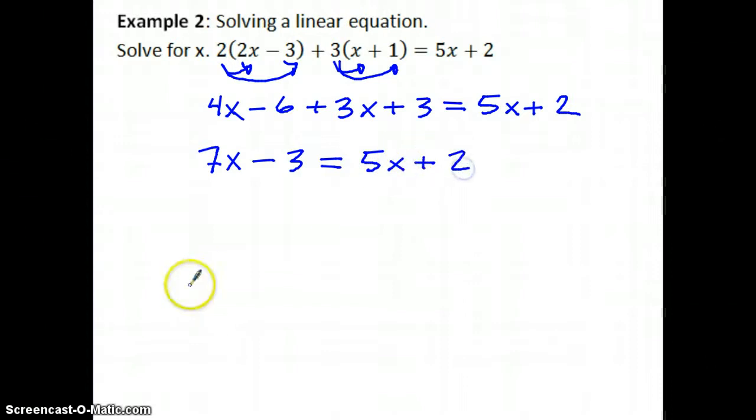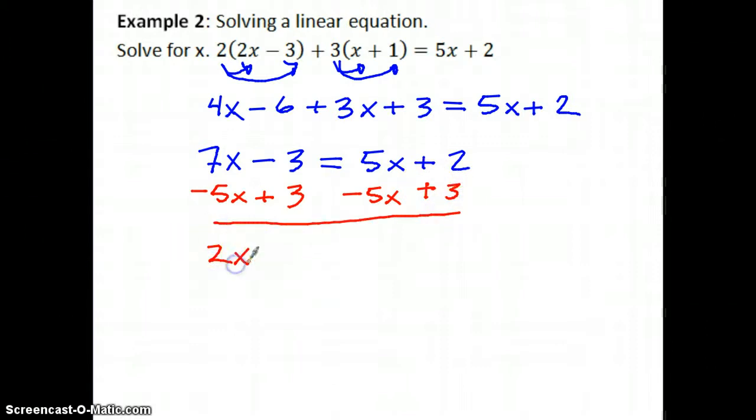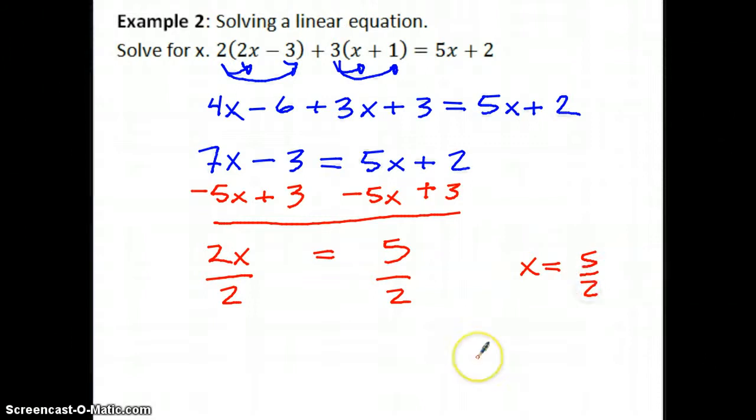And at this point, I want to pull all the x terms to one side and all my real numbers to the other side. And so I'll subtract 5x from both sides here, and I'll add 3 to both sides here. And we have 2x is equal to 5, and if we divide both sides by 2, that gives us x is equal to 5 over 2.